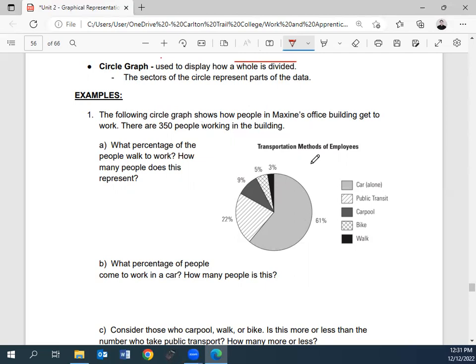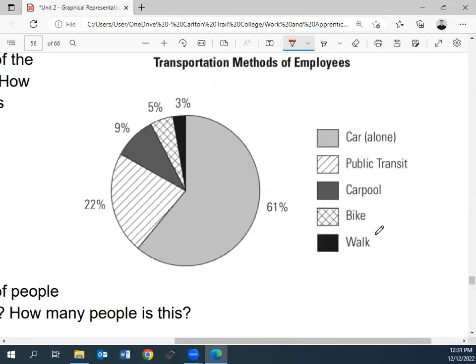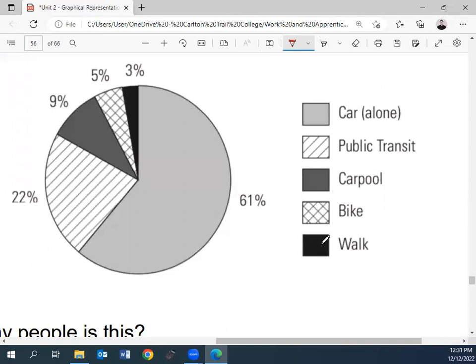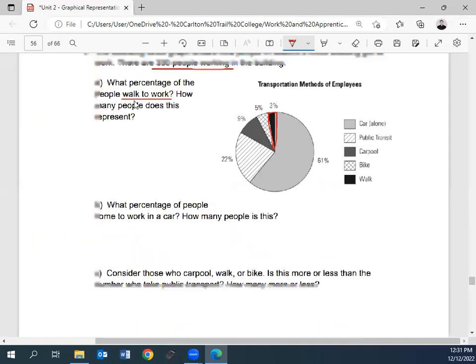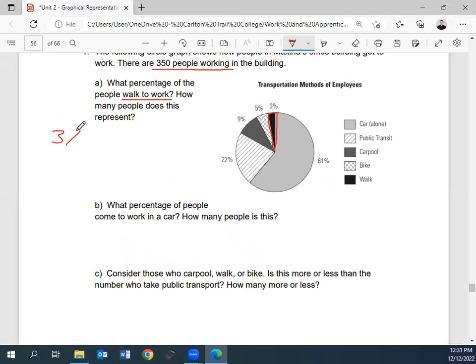So the following circle graph shows how people in Maxine's office building get to work. There are 350 people working in the building. So when we're reading this, what percentage of the people walk to work? We know that we have our legend here. We just figure out the amount of people that walk to work, which we can see is pitch black. There's two solid ones here. One's gray, one's black. This one here, right? So I can see that 3% of people walk to work.